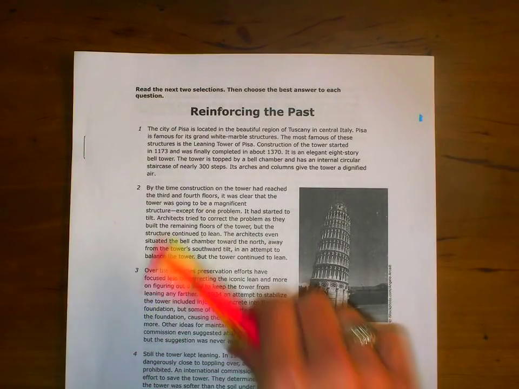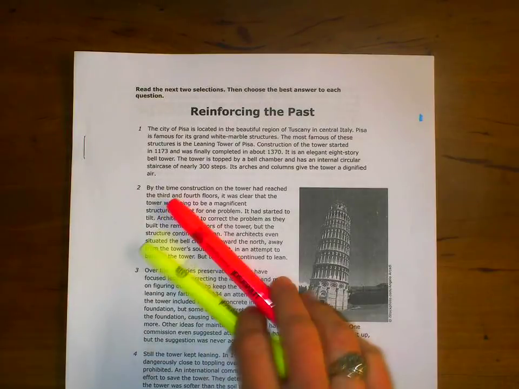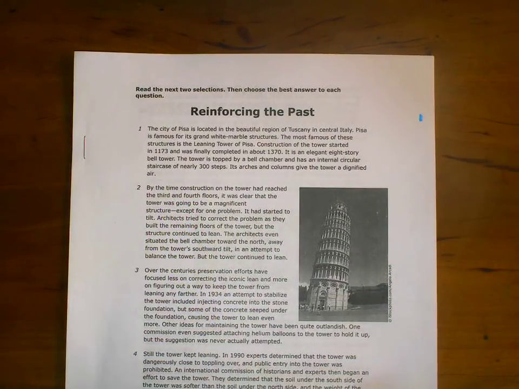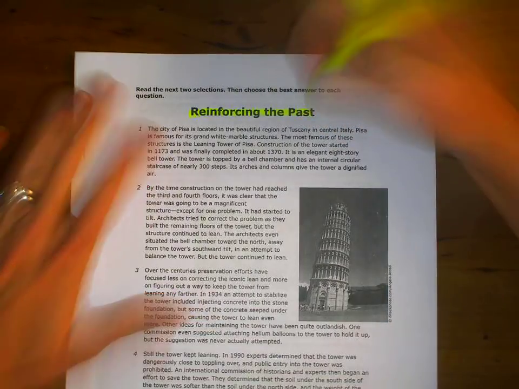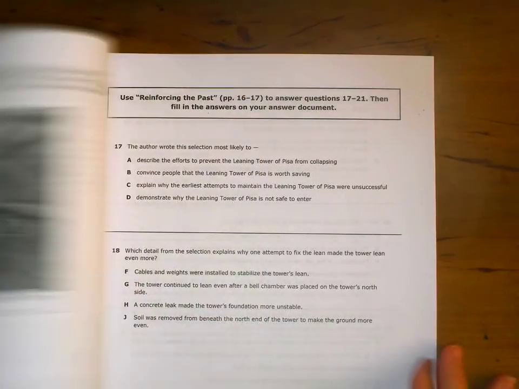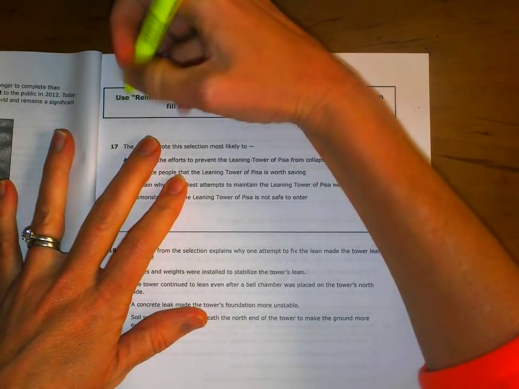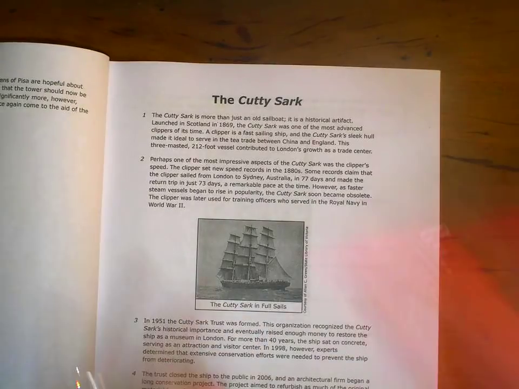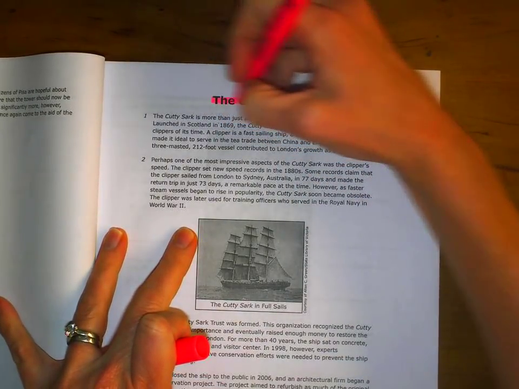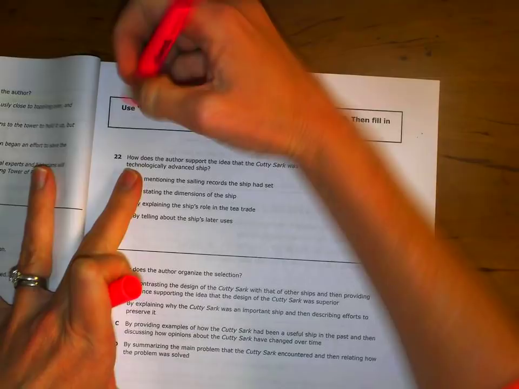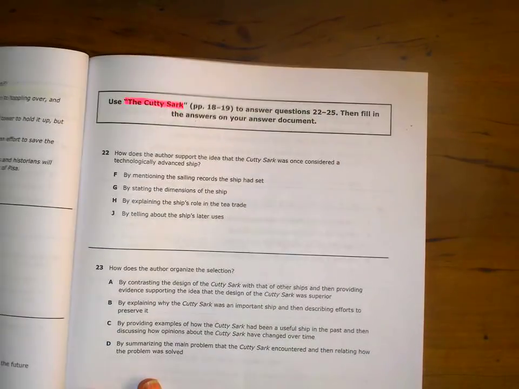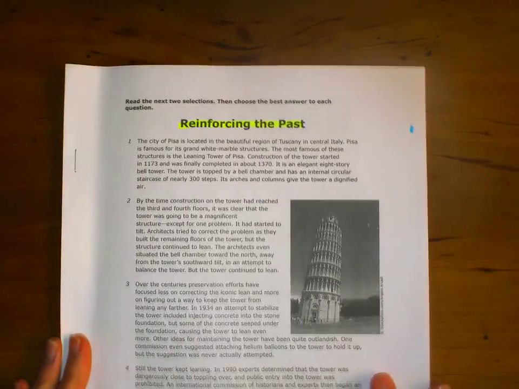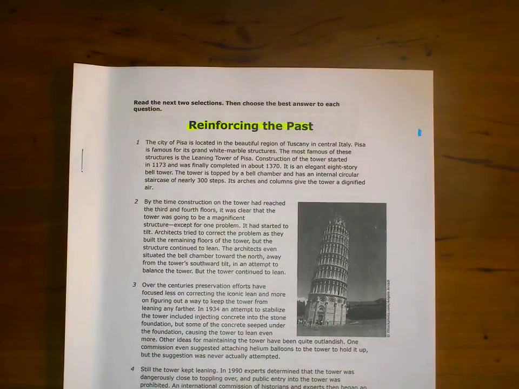I'm going to first have two different colors, pink and yellow. And everything for Reinforcing the Past is going to be pink. So I'm going to just go ahead and say, here are my questions for Reinforcing the Past. And then the Cutty Sark is yellow. So I'm going to go to my Cutty Sark questions and highlight those yellow. So I'm going to put my yellow highlighter away because I'm doing Reinforcing the Past first.